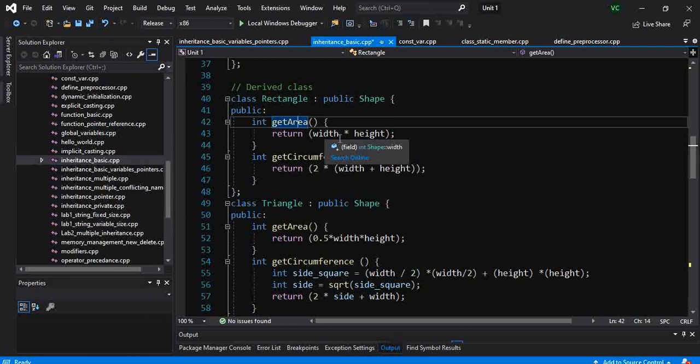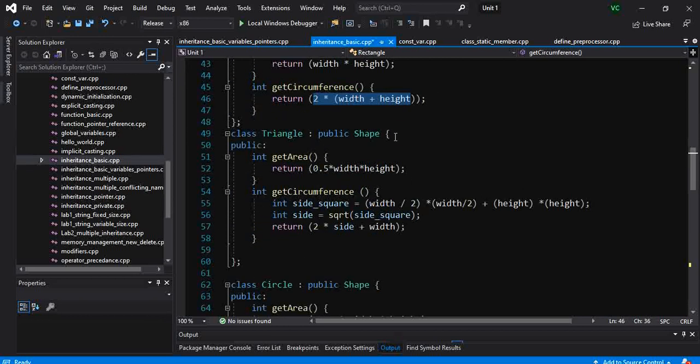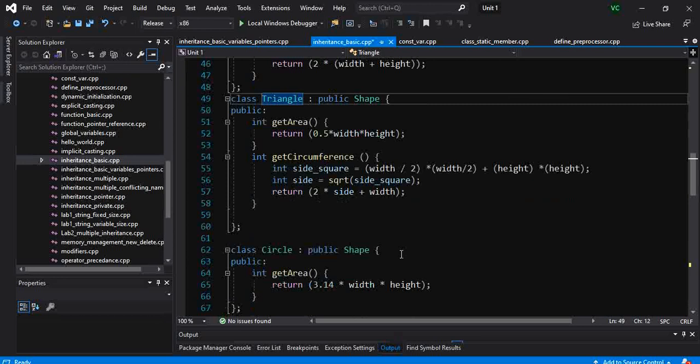So the get area function we overwrite with width into height, and the get circumference we overwrite with 2 into (width plus height). Similarly, if we want to create a class called triangle, we inherit from the shape. Once we inherit from the shape, of course there are two numbers, the width and height. So this is an isosceles triangle. We inherit from the shape, so we get this width and height, but we only need to modify the get area function and the get circumference function so that it actually returns the triangle area and the triangle circumference.